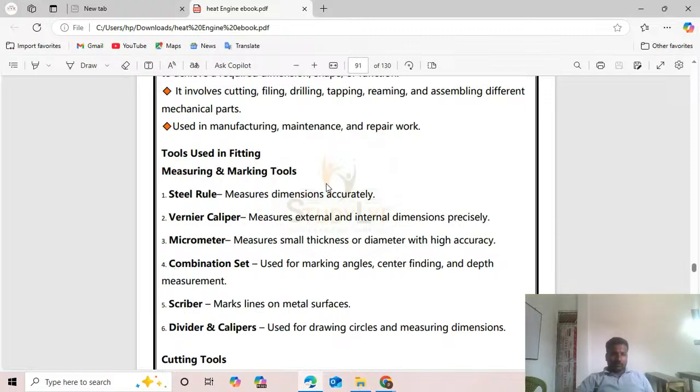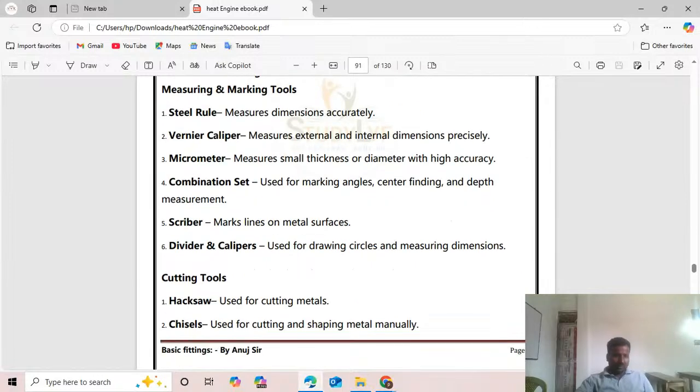The steel rule gives accurate dimensions. Actually, these are the measuring tools with which we measure diameter, inner diameter, outer diameter, and the thickness of a sheet, sleeve or metal sheet. So we should keep in mind which type of device is used to measure these things: diameter, inner diameter, thickness, length, whatever we have, we should use some measuring tool.